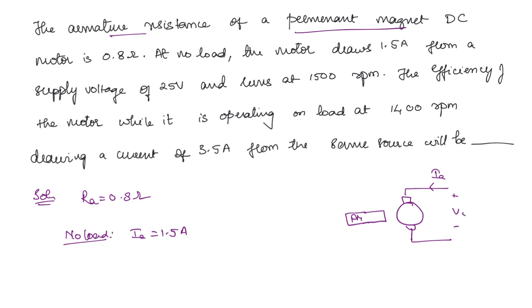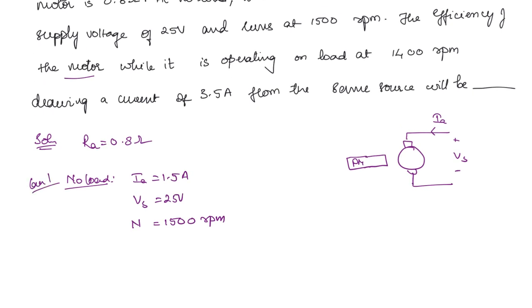And what about the supply voltage? This is given as 25 volts. And the speed in rpm, revolutions per minute, is given as 1500 rpm. So now we want to find out the efficiency of the motor in a different condition. What is that different condition? This we can take as case 1 and this we will take as case 2. In case 2, what are the parameters that are given? The speed is given as 1400 rpm and the armature current is given as 3.5 amperes. So we will take IA1, VS1, N1, and N2, IA2.